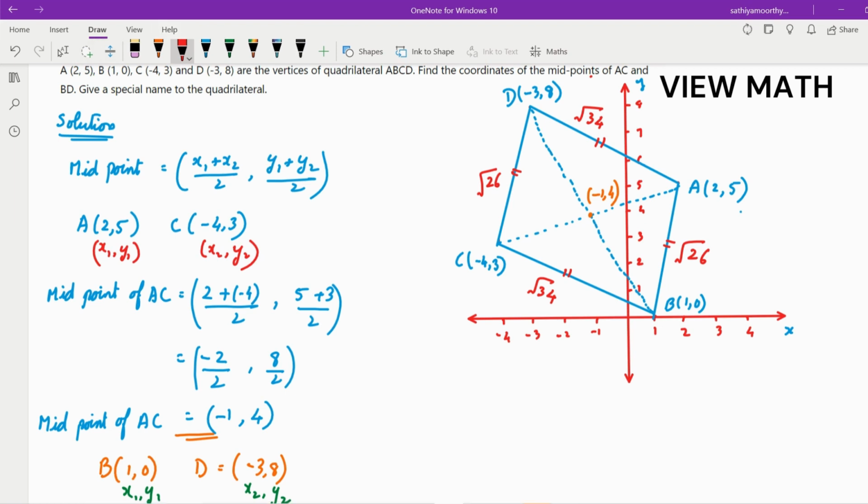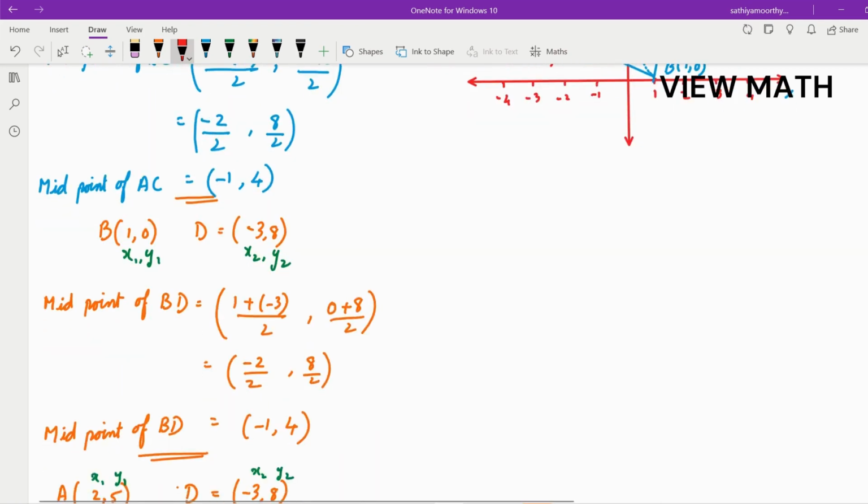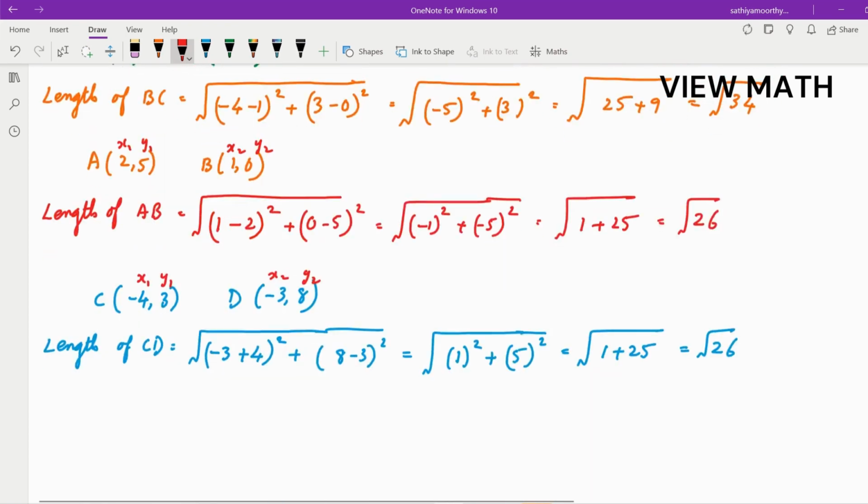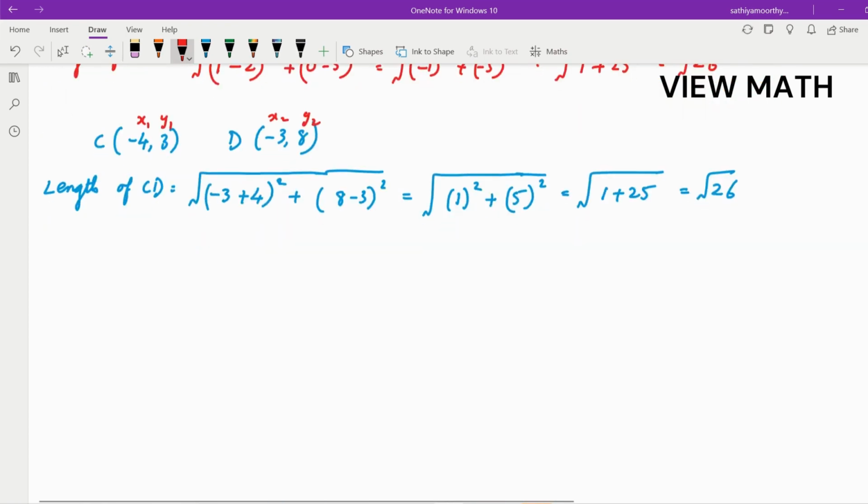If the diagonals are equal, then it is a rectangle. If the diagonals are not equal, then it is a parallelogram. So let me check it before confirming it. So let me find out the diagonal AC.